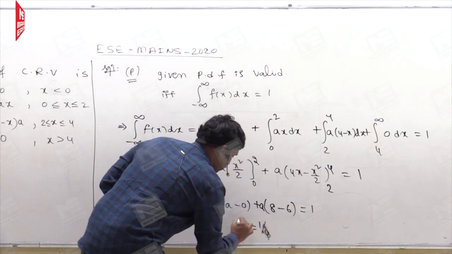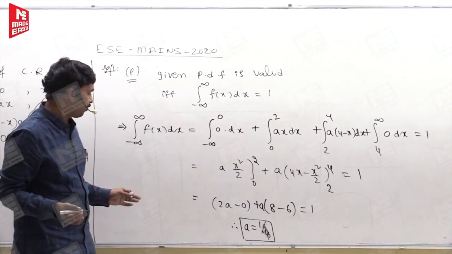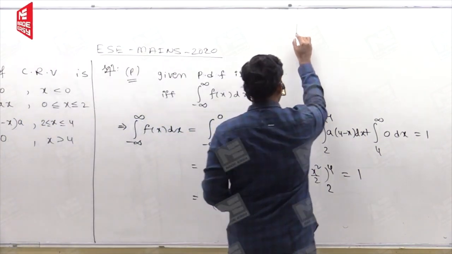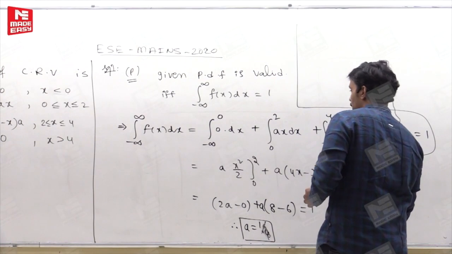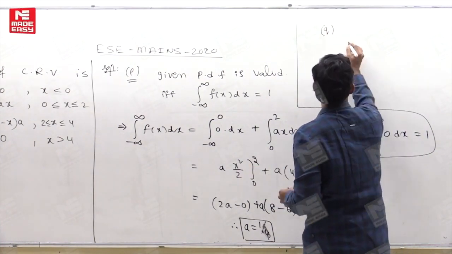So a is equal to 1 by 4 here. This is how we are finding the value of a, right? Now the second question, that is Q. What is Q? Find the CDF here.